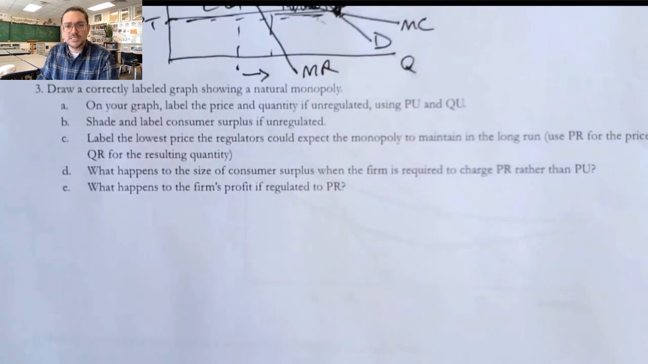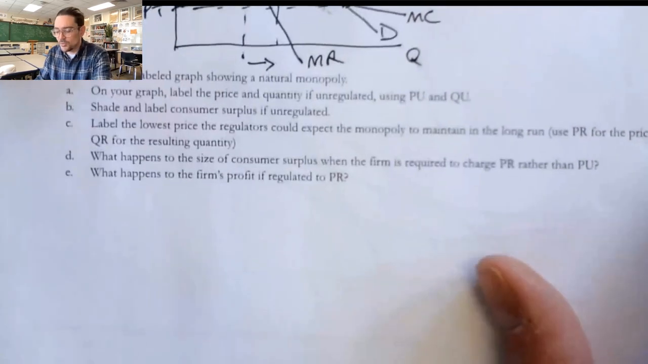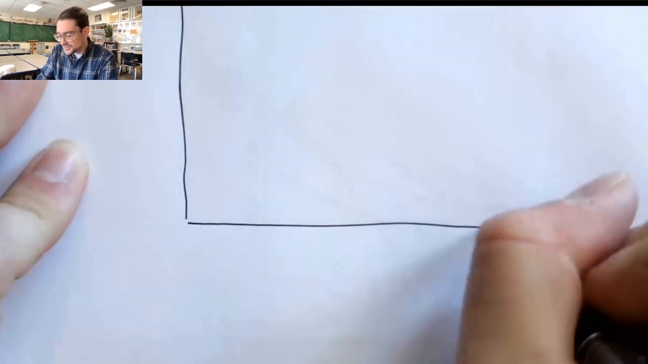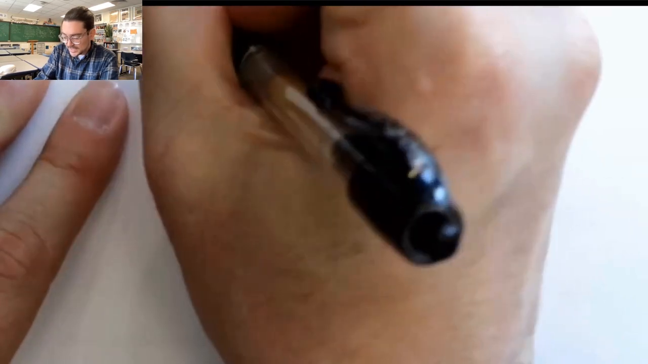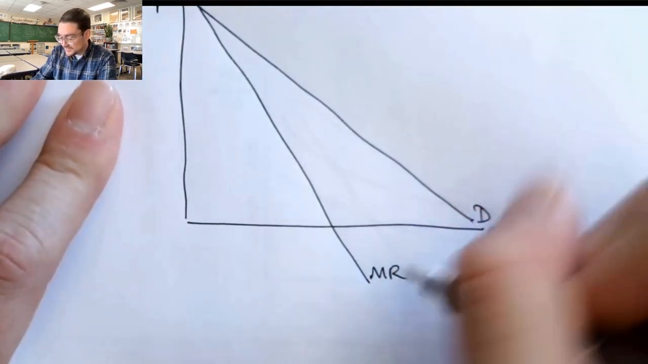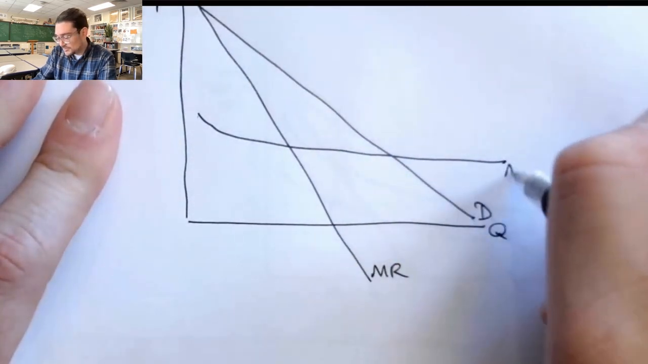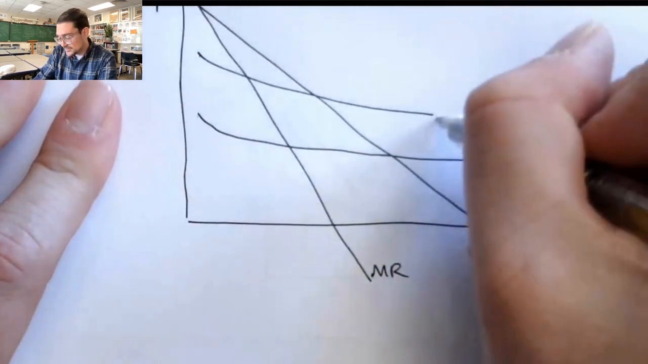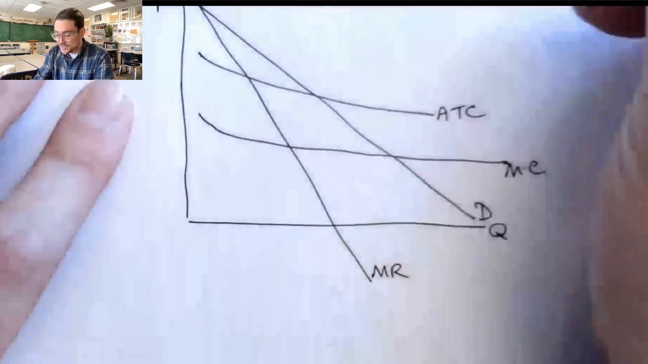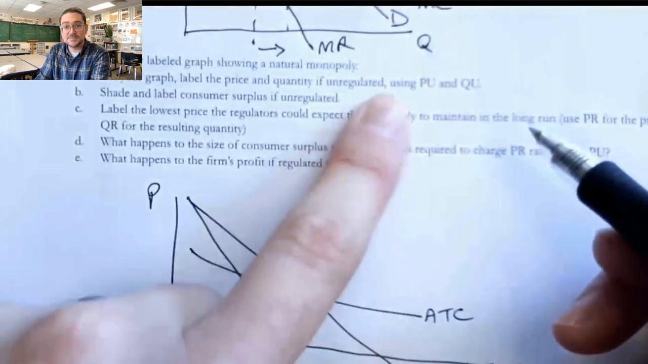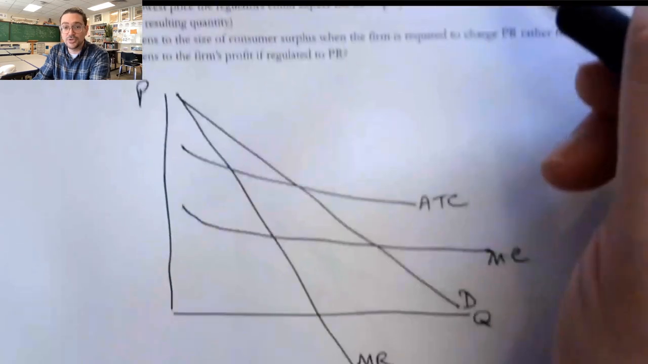The second one asks for policy options, which again are not very valuable for our course. So it says draw and label a natural monopoly, and then it gives you some specifics about how they would want that thing labeled. So demand downward sloping, marginal revenue, and then coming down marginal cost, coming down ATC. And it says label the price and quantity if they're unregulated as PU and QU.